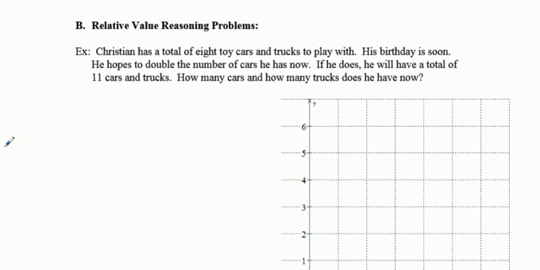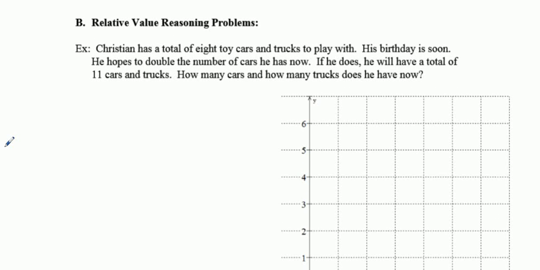Okay, so we call these relative value reasoning problems. Christian has a total of 8 toy cars and trucks to play with. His birthday is soon. He hopes to double the number of cars he has now. If he does, he will have a total of 11 cars and trucks. How many cars and trucks does he have now? So as you can see, the question is how many cars and trucks does he have now? So that should really be our let statements.